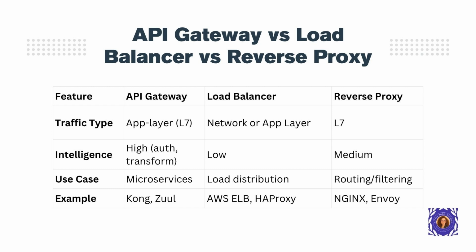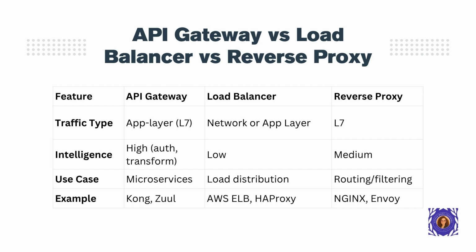It's incredibly intelligent, handling complex tasks like authentication, data transformation, response aggregation, and rate limiting. Its primary job is to manage and secure your microservices, making them easier for clients to consume. Examples include Kong, Zuul, and AWS API Gateway.